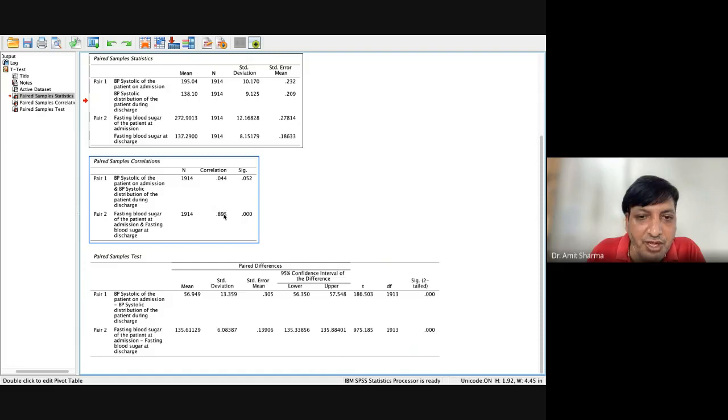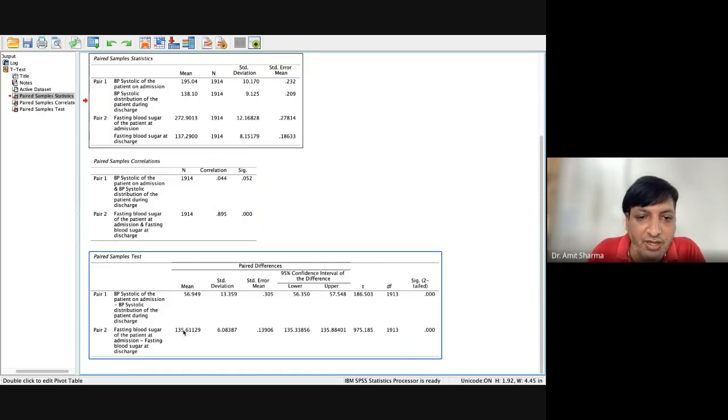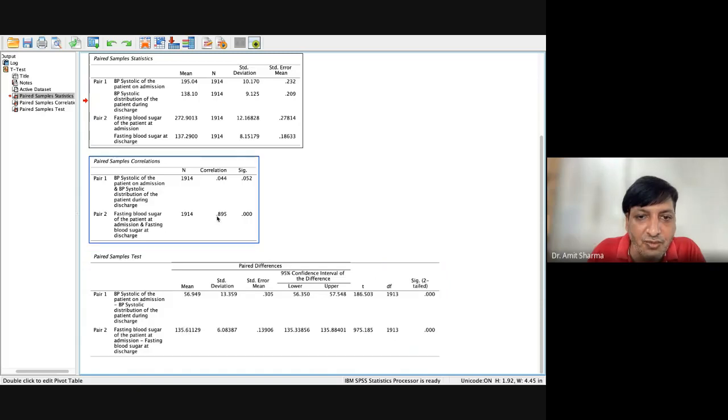when our value is near to 1. See, for fasting blood sugar we have got a lot of difference. So the value is 0.89, which is somehow closer to 1, and in that case our result was found significant, 0.000. But in case of blood pressure systolic on admission and blood pressure systolic on discharge, the significant value is 0.05, exactly equal to the standard.